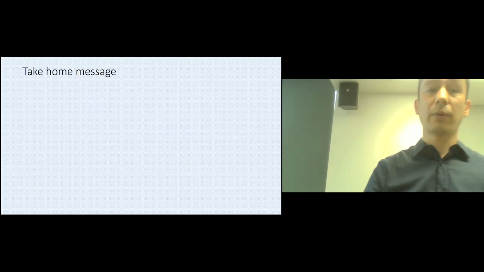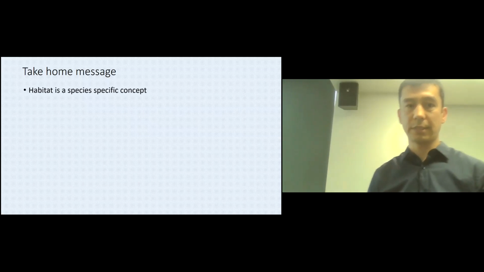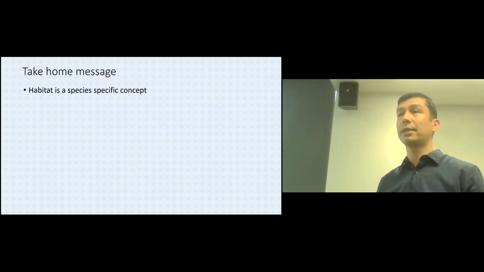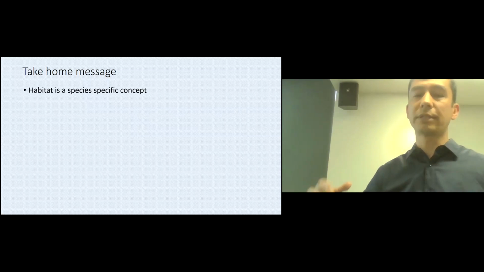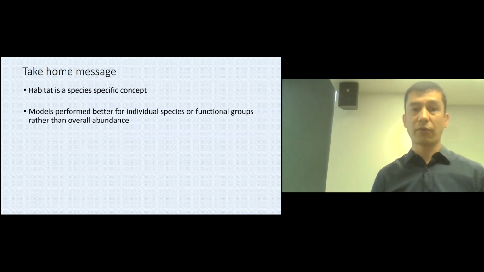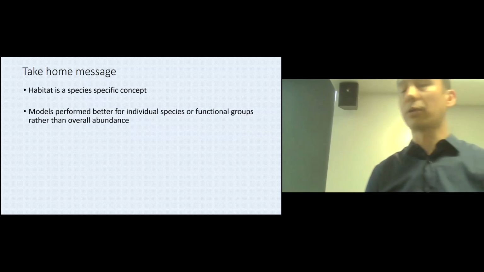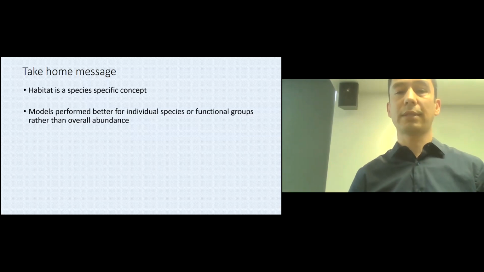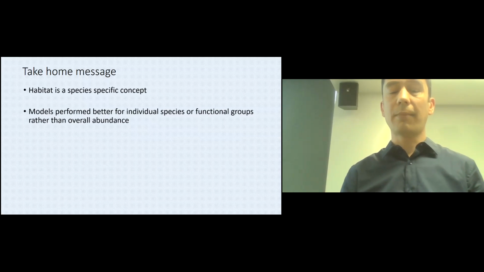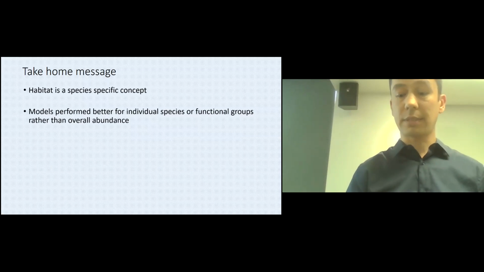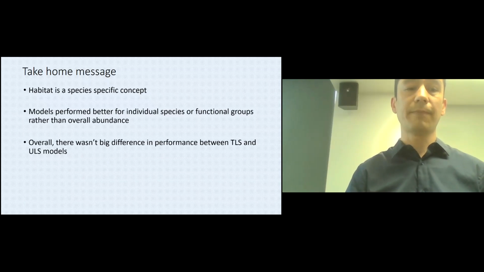So what are the take-home messages from this research? Habitat is species specific, which means you cannot model all the birds with one model. Models perform better for individual species or functional groups rather than overall bird abundance. If you include all the birds, it didn't explain anything. But if you go into guilds and species, then you had some explained variance.